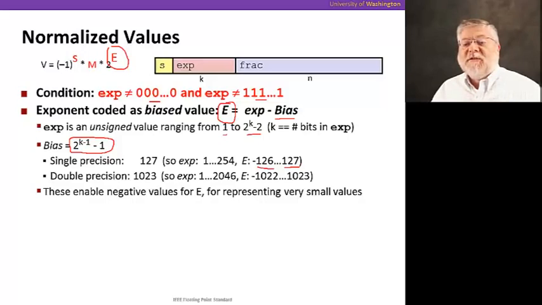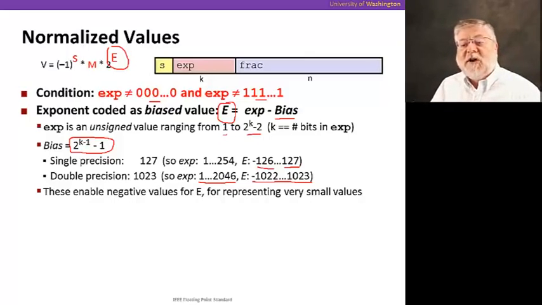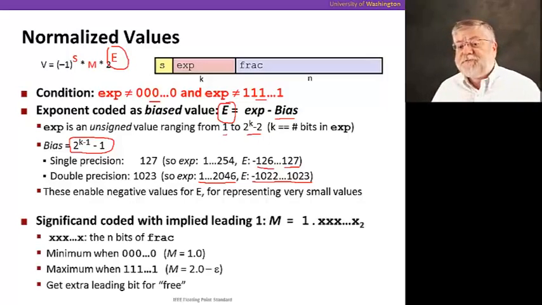For double precision, of course, we have 11 bits, so we go from 1 to 2046, and the bias is going to be a little bit more. It's going to be 1023. So the exponents we can represent are minus 1022 to positive 1023. Okay, so these enable both large positive exponents for representing large numbers, and very small values by having a very negative exponent.